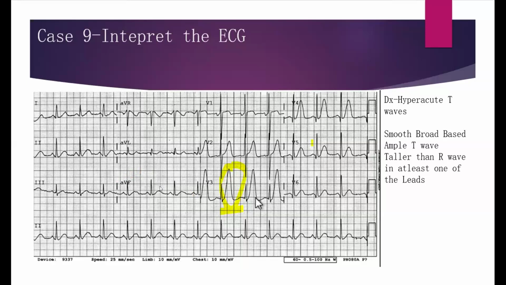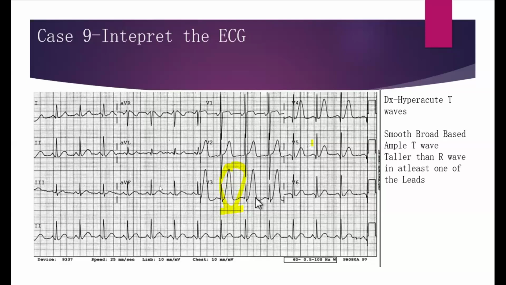So the idea is, the only way to differentiate is to look at the morphology of the T waves rather than the localization of it. So you look at, is it broad-based and broad top? Then that's hyperacute T waves. Is it narrow-based and pointed tip? Then that's hyperkalemia.